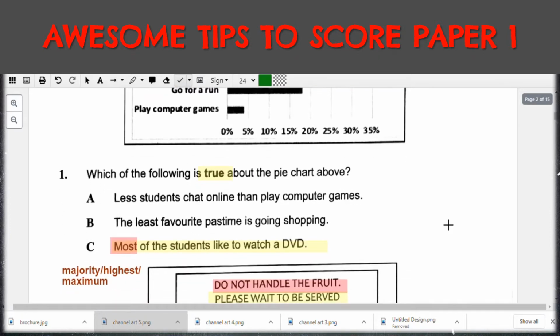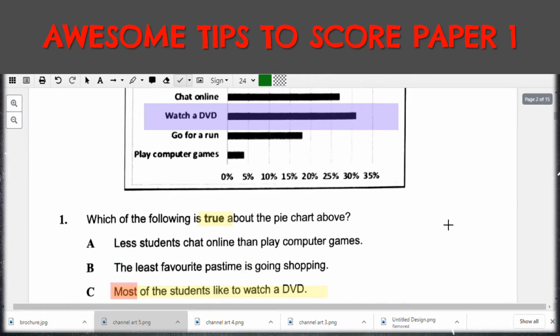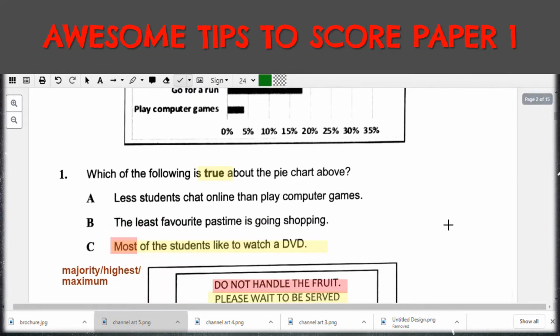Always look at the question first. Which of the following is true about the pie chart above? True, we are looking for the true. So please understand the keywords first. Most, look at the most keywords. Most here means majority or highest or maximum. Now you see here B, the least. The least will be the lowest or the minimum.